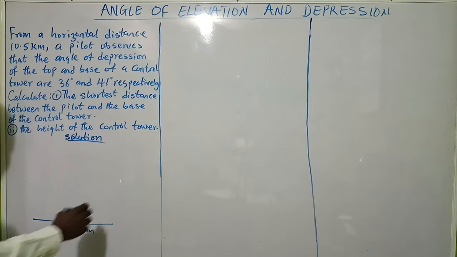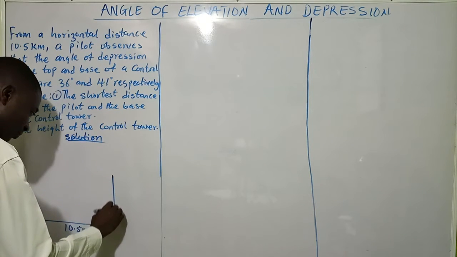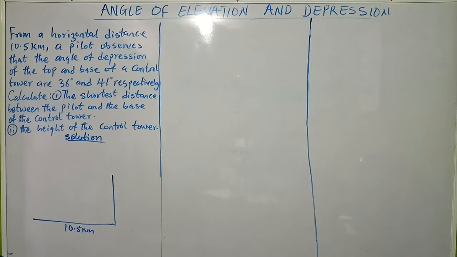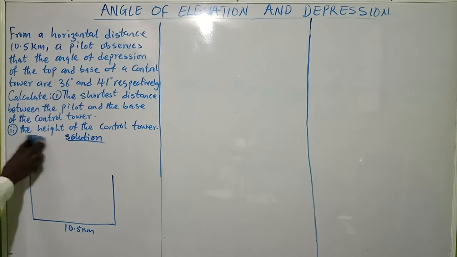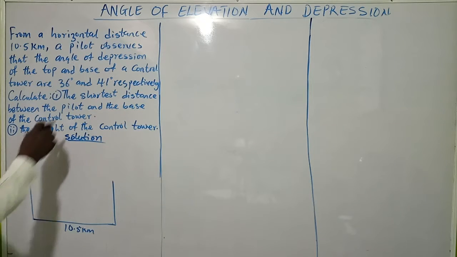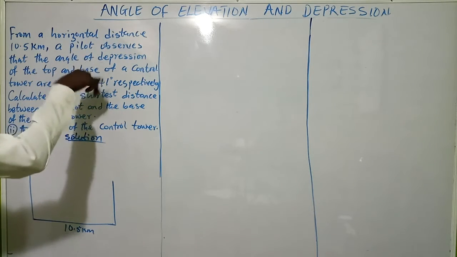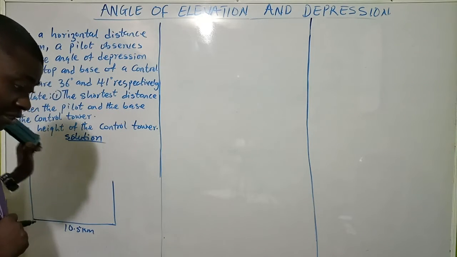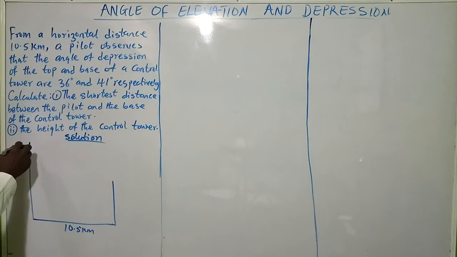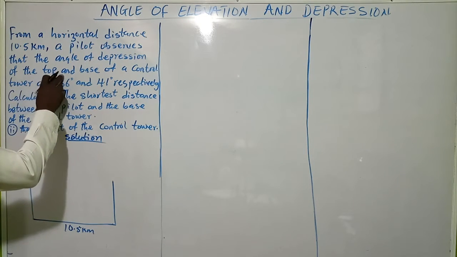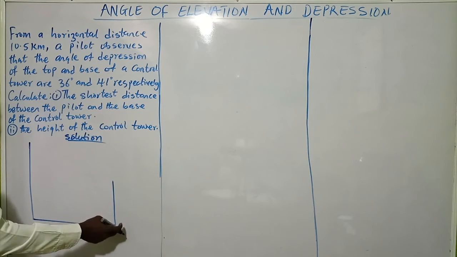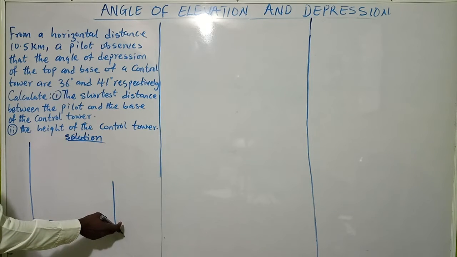What happened is a pilot observed the angle of depression of the top and the base of a control tower. So this is a control tower here. Now we say that a pilot is up here like this. From this distance, the pilot observes the angle of depression. Remember, I said that when we say angle of depression, it means we are looking downward. From up here, the angle of depression of the top and the base of the control tower. This is the top and this is the bottom.